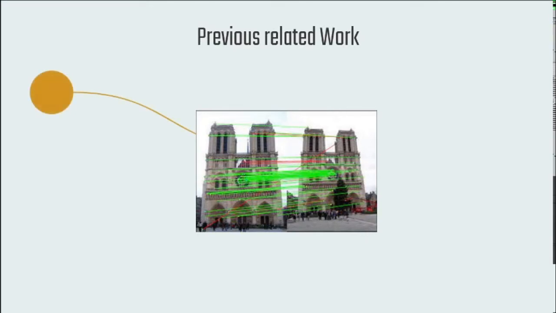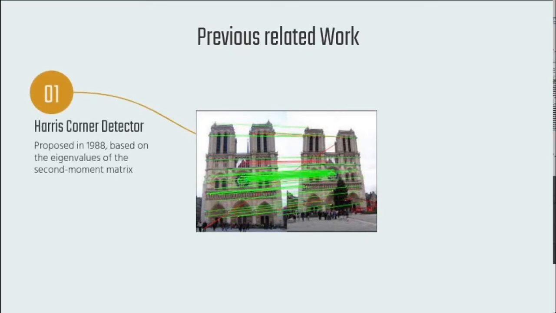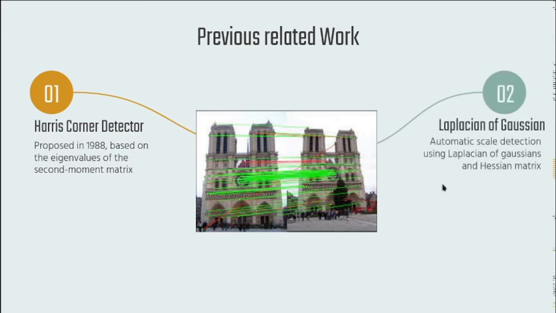Firstly, the Harris corner detector. Here, the key point is detected by computing the eigenvalues of the second order moment matrix, but it didn't take care of scale invariance. Second is the Laplacian of Gaussian. This algorithm overcame the drawback of Harris corner, so it is scale invariant. It used the Hessian matrix determinant for detection of key points.